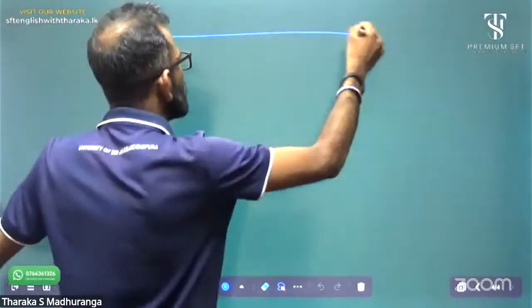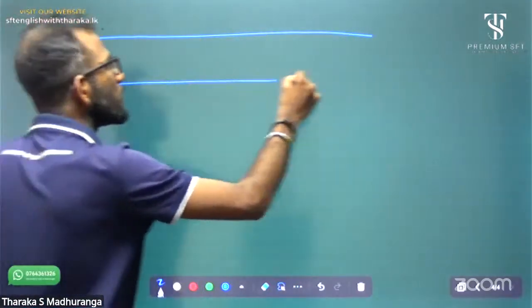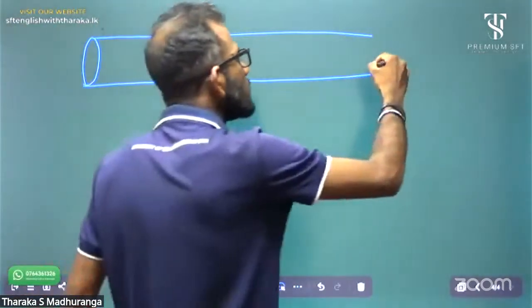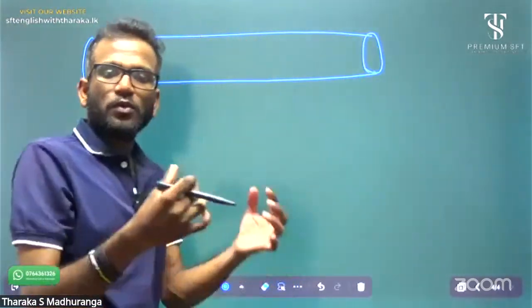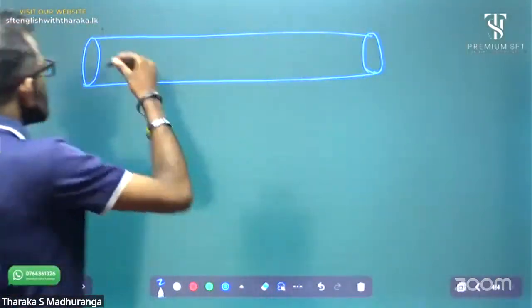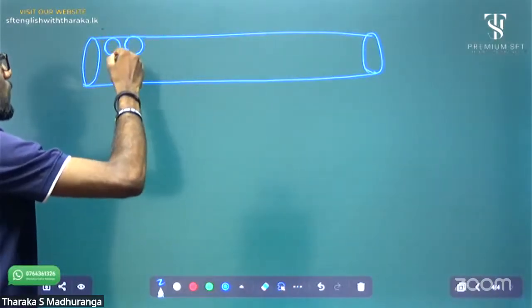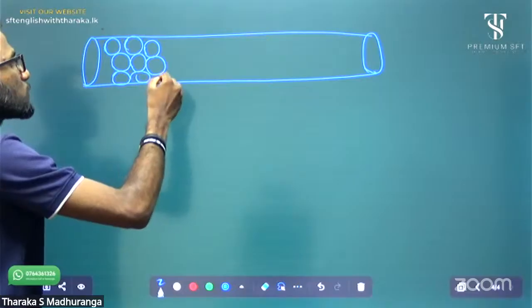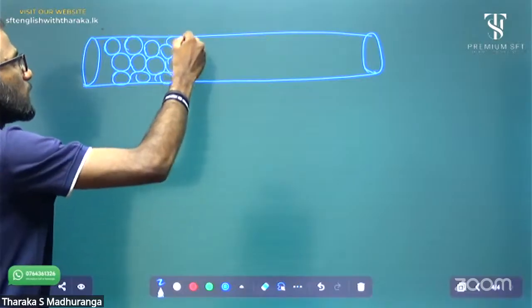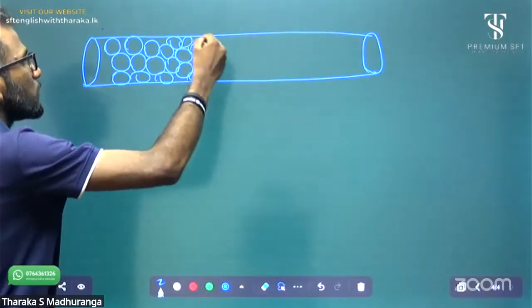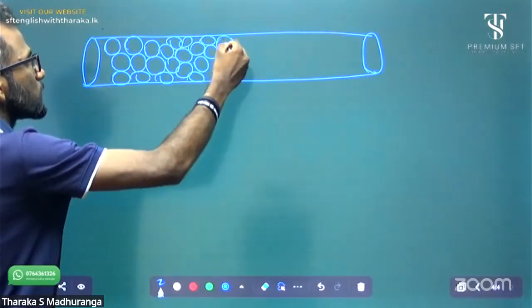It is like this. You know the solid molecule structure. Molecules in solids are highly compacted, no? Highly compacted like this, and they have very strong intermolecular bonds. Intermolecular bonds mean bonds between molecules. They have very strong intermolecular bonds like this.